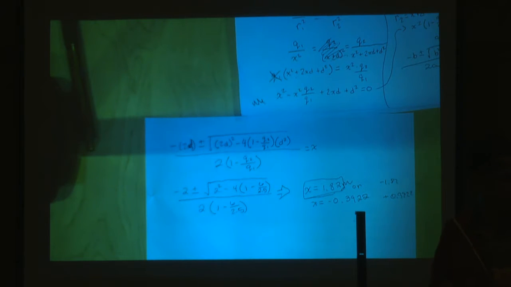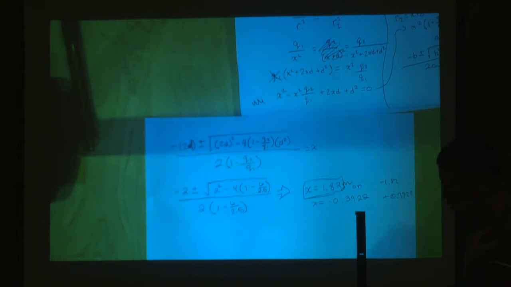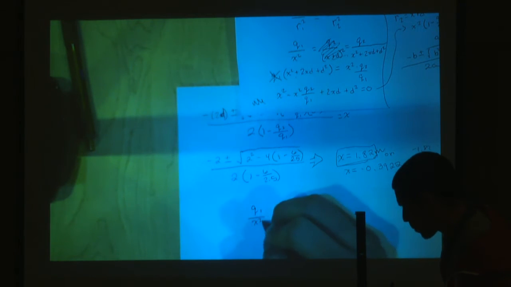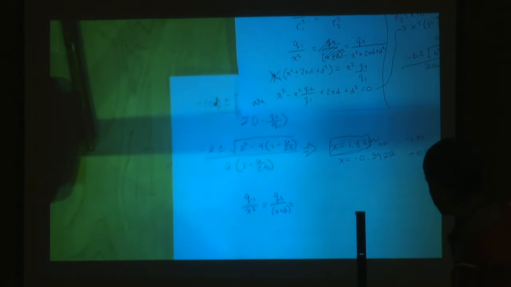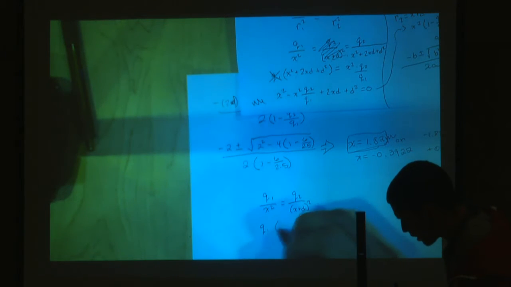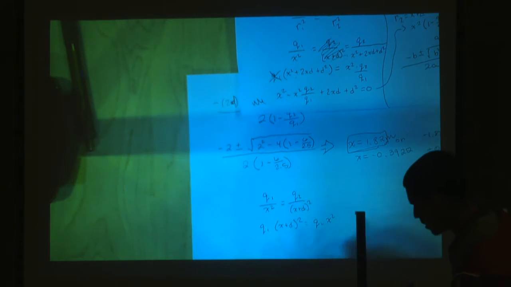Any questions? Yes. Before, when you expanded x plus d, could you just solve for x plus d squared and then take the square root? I don't know. Let's try it. So we have Q1 over x squared equals Q2 over x plus d squared. So you're talking from this position? Yeah. Then cross multiplying, we'll have Q1 times x plus d squared equals Q2 times x squared.